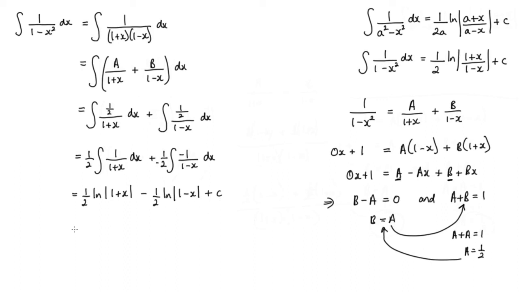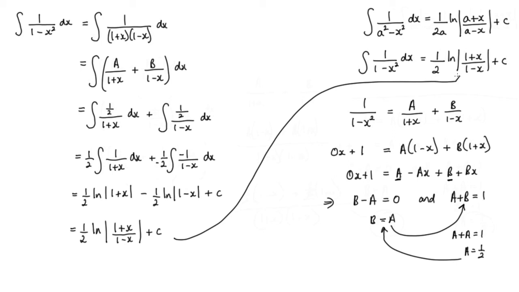Now I can simplify this a little bit further. I've got a factor of a half here, so let me just get that. So we've got a half. And with the laws of logs, when we're subtracting logs, we can write this as a single log fraction. So we've got a half log of (1 plus x) over (1 minus x) plus the constant of integration. And if we compare this answer to what we did before, when we used the rule, we get the same answer.